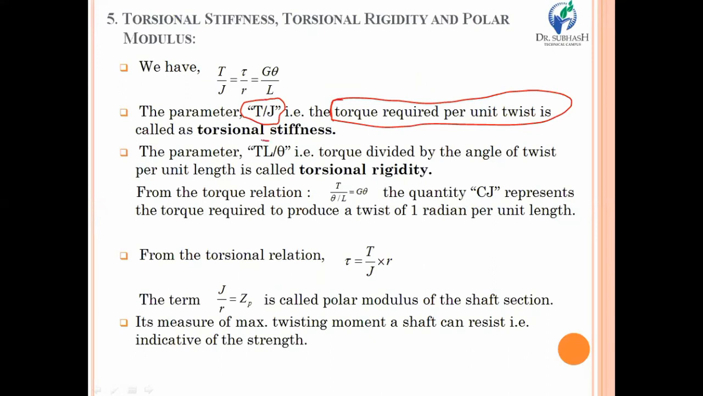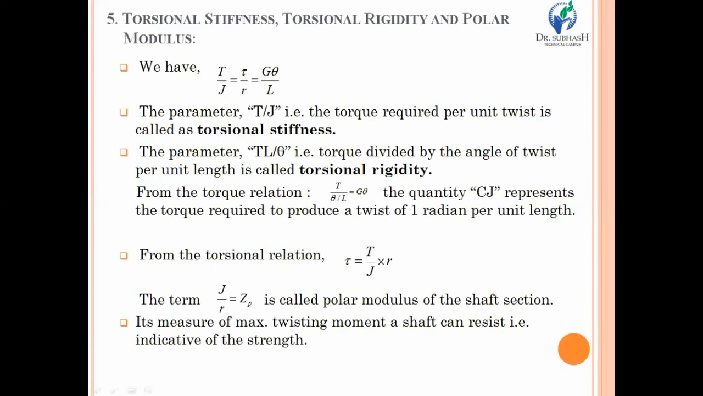Suppose you take another ratio like TL upon theta. In sentence form, it will be known as torque divided by the angle of twist per unit length. So it will be known as torsional rigidity. If you take the ratio of torque and the length with that angular deflection, it will be known as torsional rigidity. It indicates the capacity or strength of any shaft against the deflection or deformation. So this is the torsional rigidity.